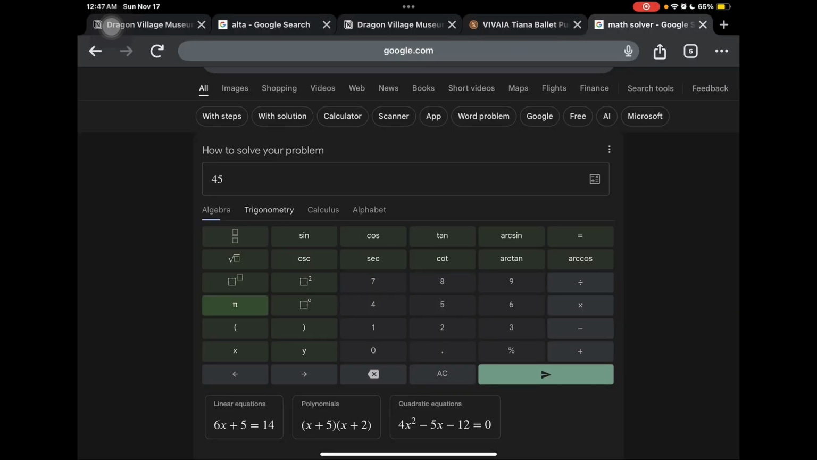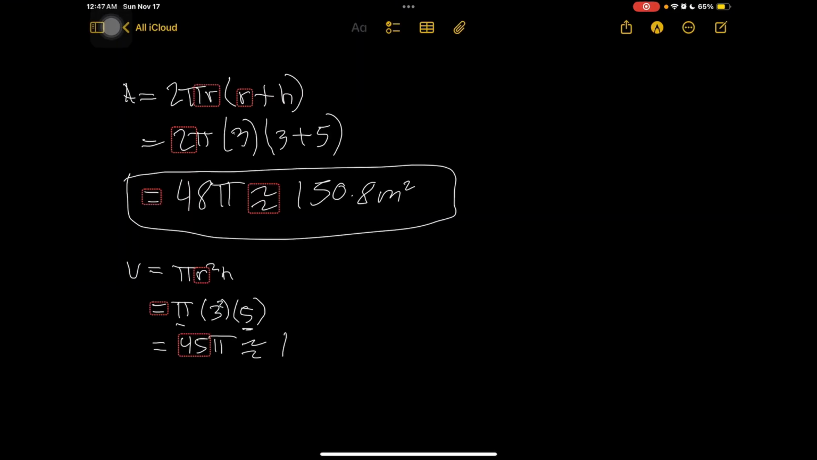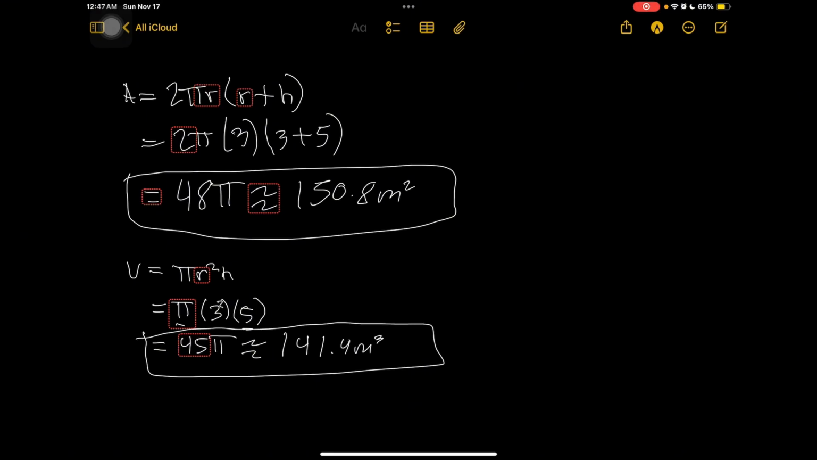And 45 pi is equal to 141.4 meter cube. So this is our volume of cylinder.